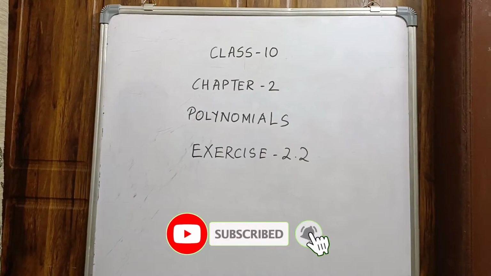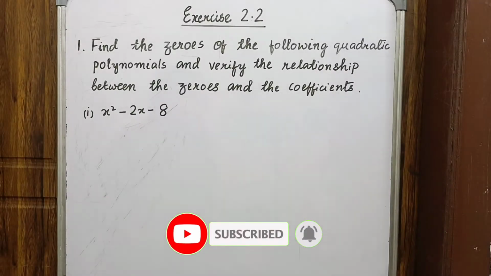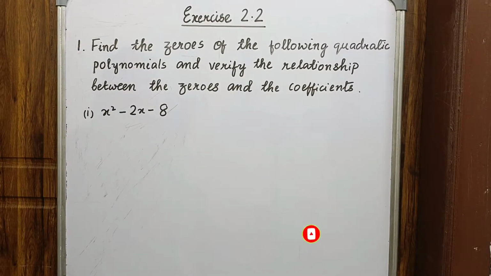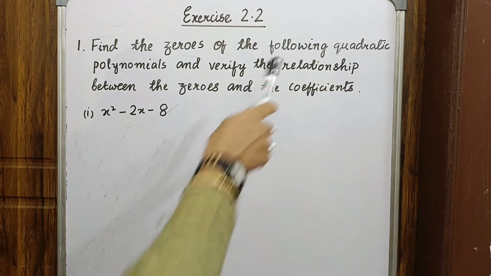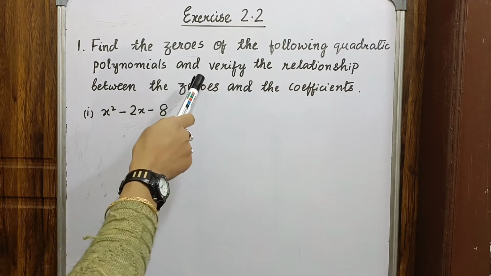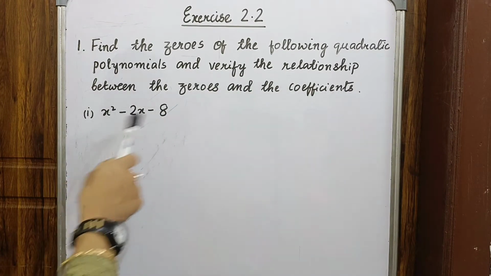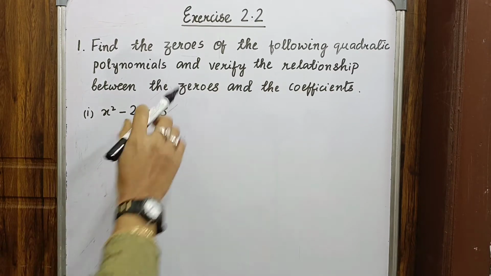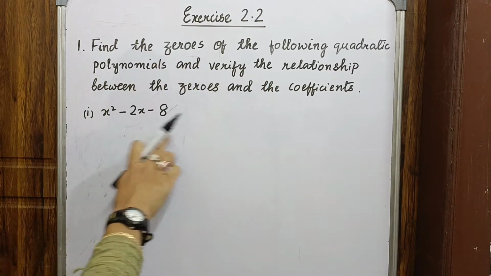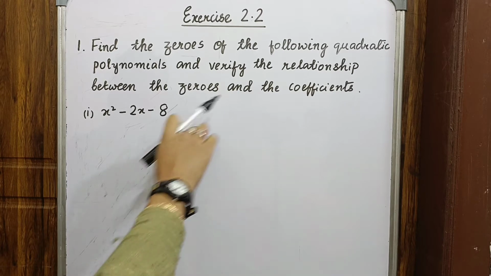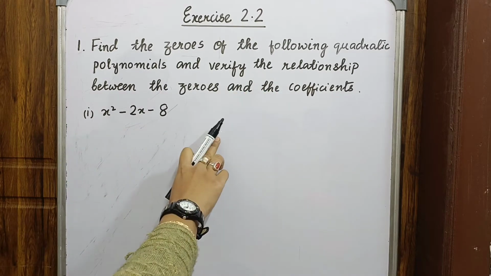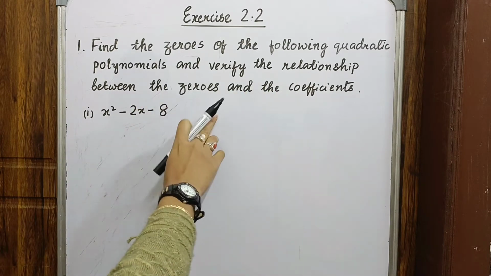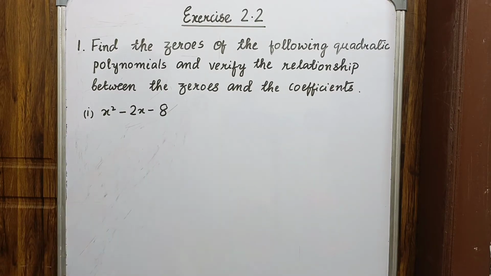Now let's move on to our exercise. So let's start doing exercise 2.2. Question number 1. Find the zeros of the following quadratic polynomials and verify the relationship between the zeros and the coefficients. First we'll find the zeros of this quadratic polynomial, and afterwards we'll verify the relation between them.